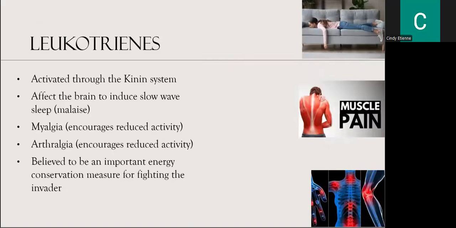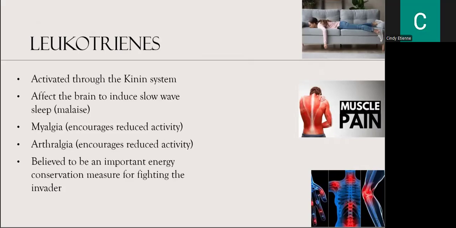Leukotrienes are chemical mediators of inflammation produced mainly by white blood cells. They help coordinate the body's response to injury and infection. During inflammation, leukotrienes contribute to symptoms such as malaise, which is the feeling of being tired or unwell, encouraging the body to rest. They can also cause myalgia, or muscle aches, and arthralgia, or joint pain. While these symptoms may seem unpleasant, they serve an important purpose. They encourage us to reduce our activity and conserve energy so the body can focus on fighting infection and healing.